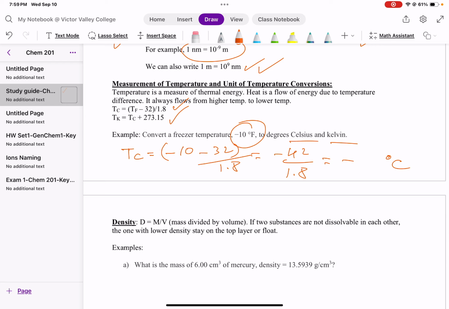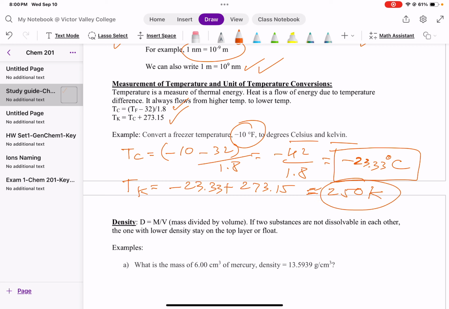Celsius. And it should be minus 23.33, right? Negative. If you want to do Kelvin, add 273, and it'll be around 250 K, Kelvin. Okay, it's good enough.